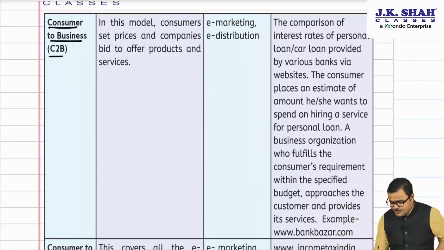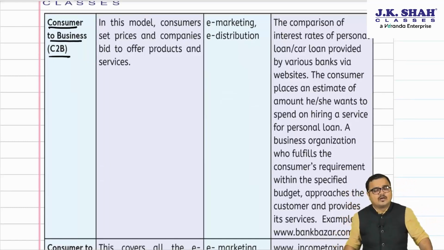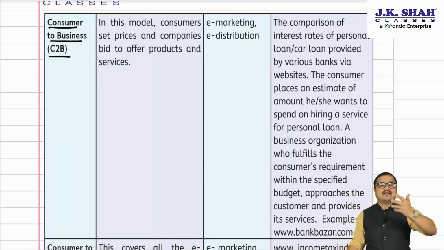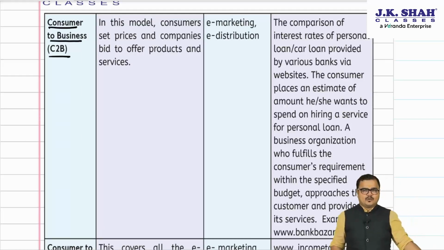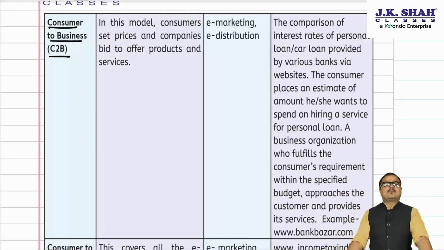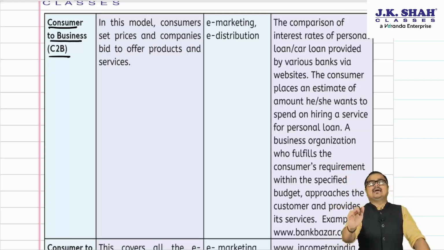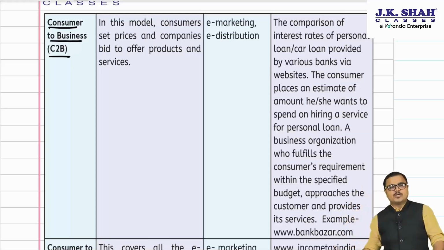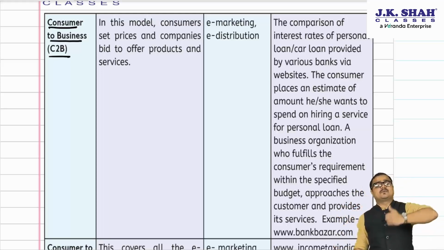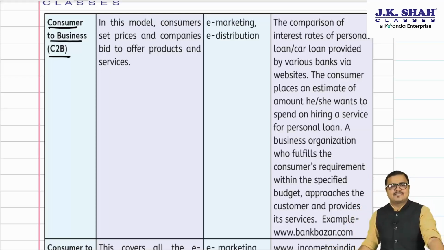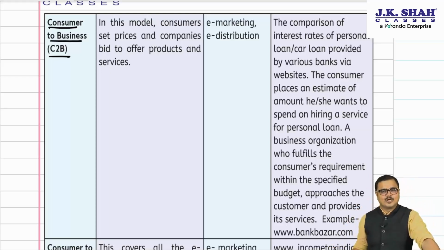C2B, consumer to business. This model I had not discussed, but yes, providing feedback. Or even if you visit policybazaar.com right now, they will ask you what type of policy you want to take. You just provide your specification, and then companies are there to bid. They will provide the quotation to you at what price they are ready to provide the services. So here the consumer places the request to the businessman to provide the quotation so that I can select the best supplier for me. Got it?